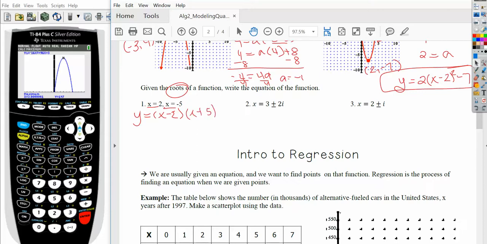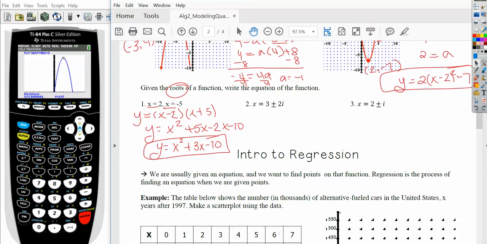Because remember when we had this before and we split them up, we would say x equals 2 and x equals negative 5, which is exactly what we're doing now. We're going in the opposite direction. So now I'm going to go ahead and double distribute. So I have y equals x squared plus 5x minus 2x minus 10. So now I have y equals x squared plus 3x minus 10. And I'm done.